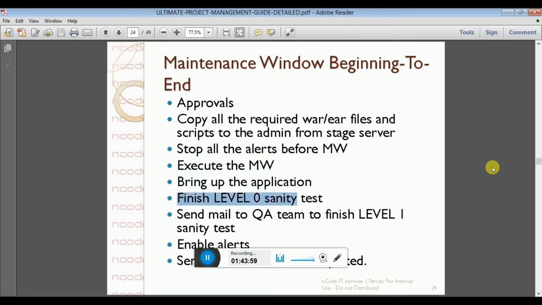You do a basic sanity test, that's called a level 0 sanity test. Then you send a mail to the QA team to finish the level 1 sanity test. Once they say okay, then you enable the alerts, then you send out a mail that the maintenance window is complete, or you ask the change management team to close the ticket for you.